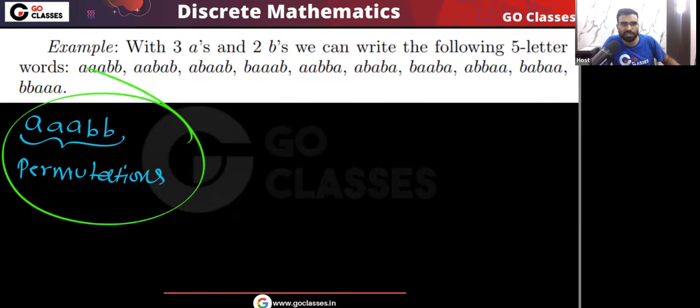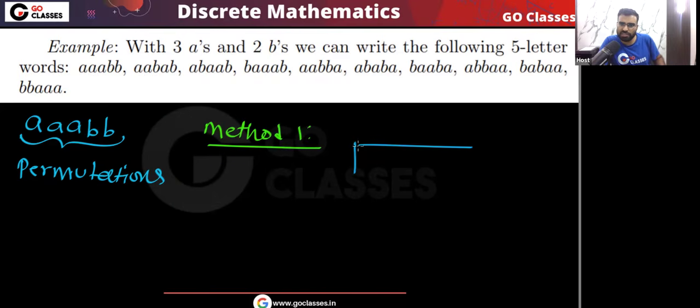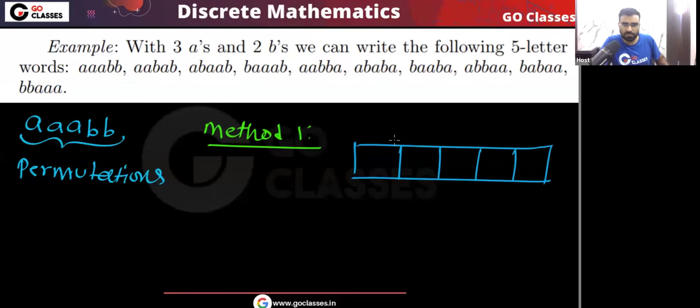Can we count how many permutations will be there? Yes, very easily you can count. Either you can apply the formula or you can apply the method. Let's see method number 1. There are a total of 5 positions, correct? Because there are 3A and 2B, so a total of 5 positions are there.